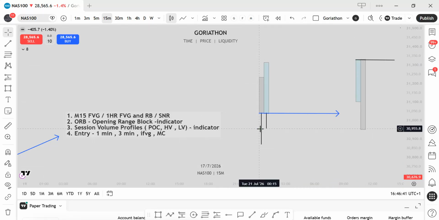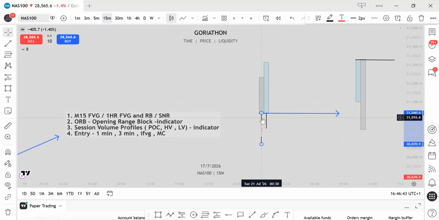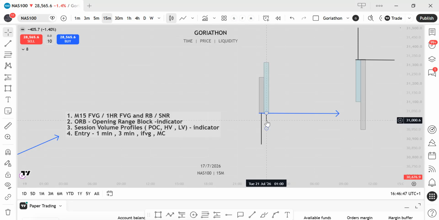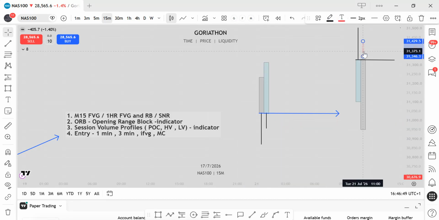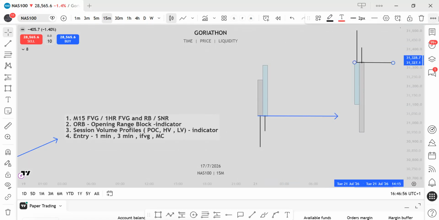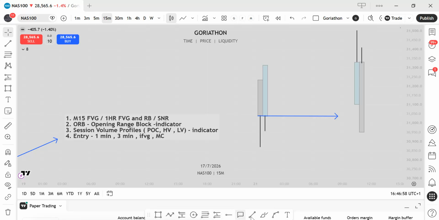Because I didn't mark the wicks, in case you guys want that as well. There you go, right? So wicks as well. So then what I would do, I would mark that as a key level. That's another key level which I would be looking for in the charts, right? So 1 hour rejection block, bearish and bullish rejection block, or support resistance, the same thing, right?